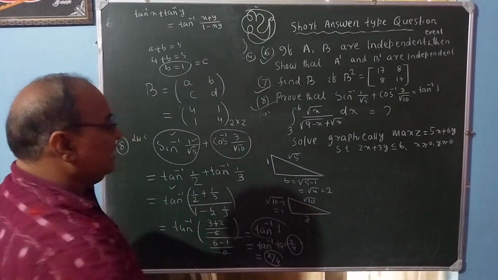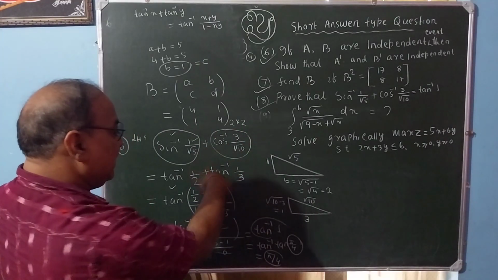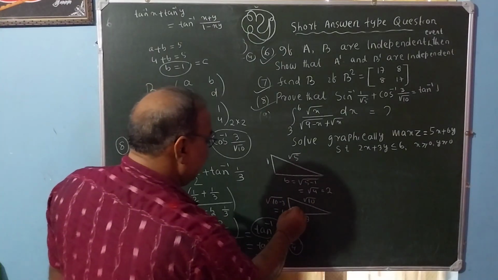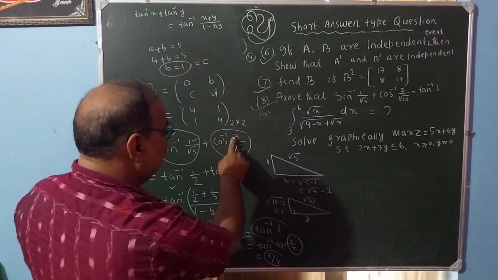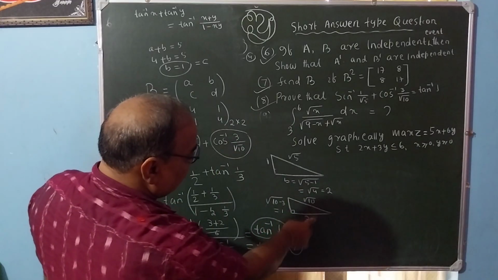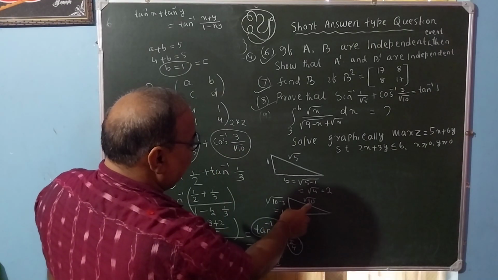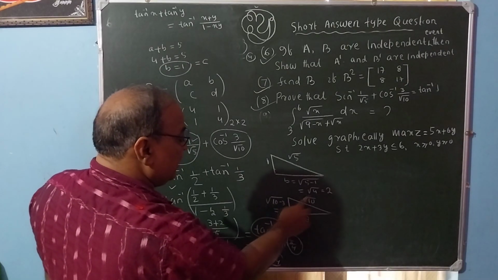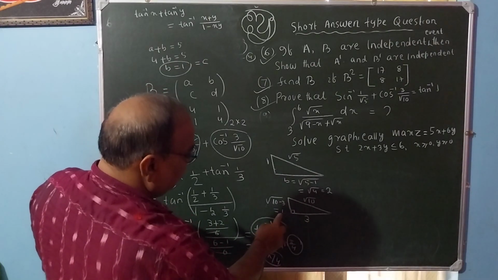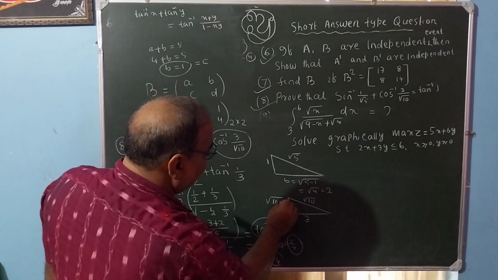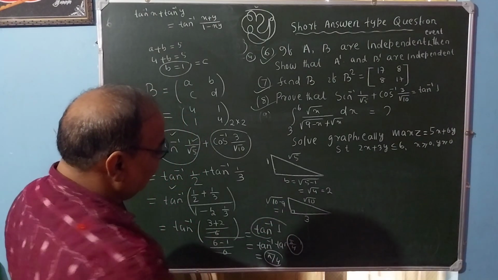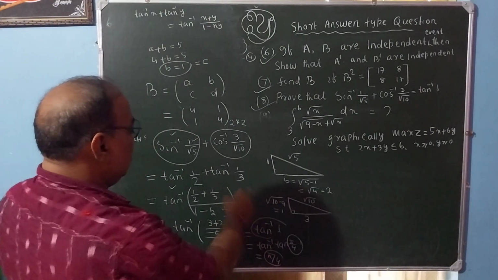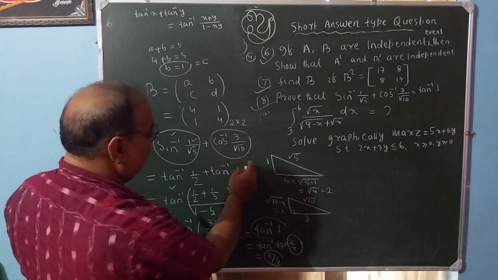Similarly, cos inverse 3 by root 10 is also converted to tan inverse 1 by 3. How? By using a right angle triangle. Cos inverse, it is B. B is here 3, base. Hypotenuse is root 10. Then P can be found out: root 10 square minus 3 square. 3 square is 9, so the value is 1. So tan inverse P by B, 1 by root 3.